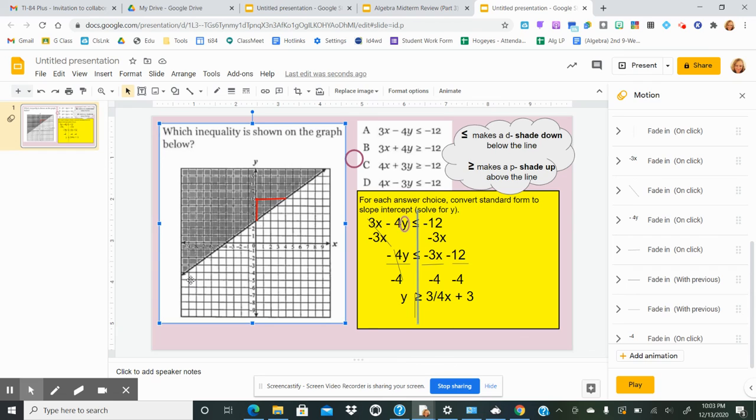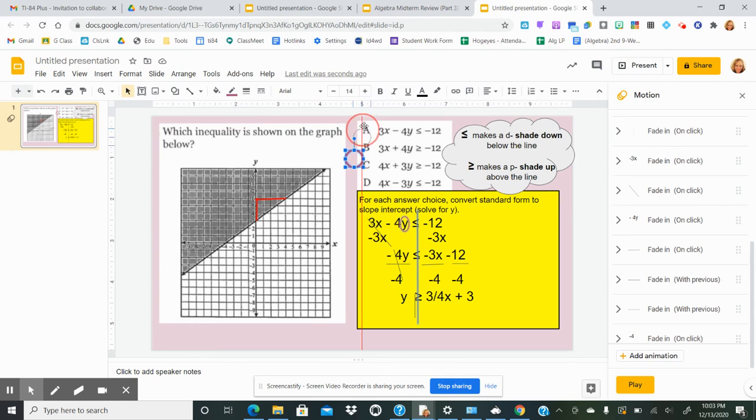So all of the things that we need to be looking at actually match answer A. So our answer is going to be A. Now, if it wasn't A, you would have to continue the same process for B, C, and D.